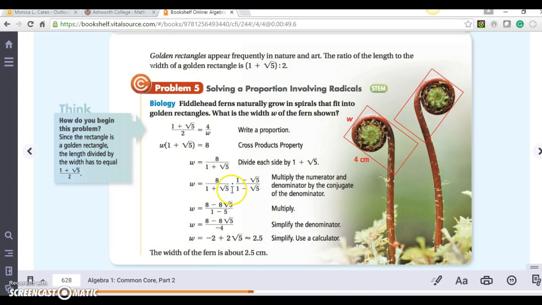Now to solve for W, I'm going to multiply by the conjugate of 1 plus the square root of 5, which is 1 minus the square root of 5. Whatever I do to the bottom, I have to also do to the top. So I get (8 minus 8 root 5) over (1 minus 5), which is negative 4. Negative 4 goes into 8 negative 2 times, and negative 8 goes into negative 4 positive 2 times. So I get negative 2 plus 2 root 5. When I put it in my calculator, I get about 2.5.